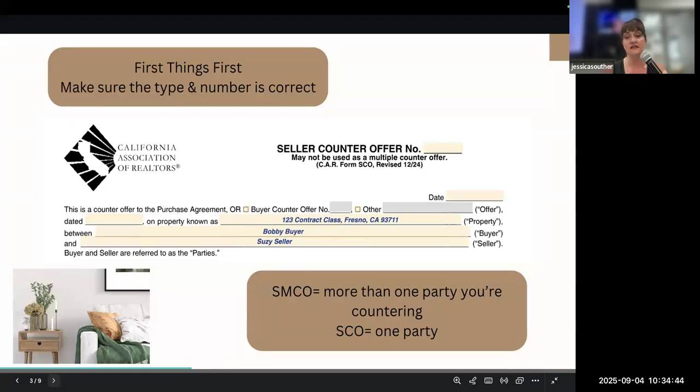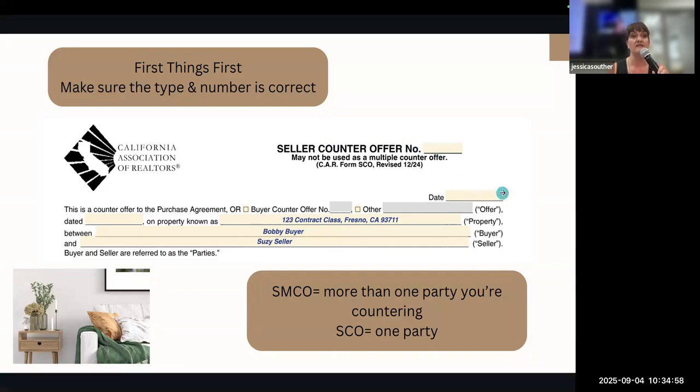So for this class, we're not multiple countering people. We only got one offer and we are countering on the seller counteroffer. And this is our first one, so it would be number one right here on this blank. And then of course, the date is the date that you're preparing the document.